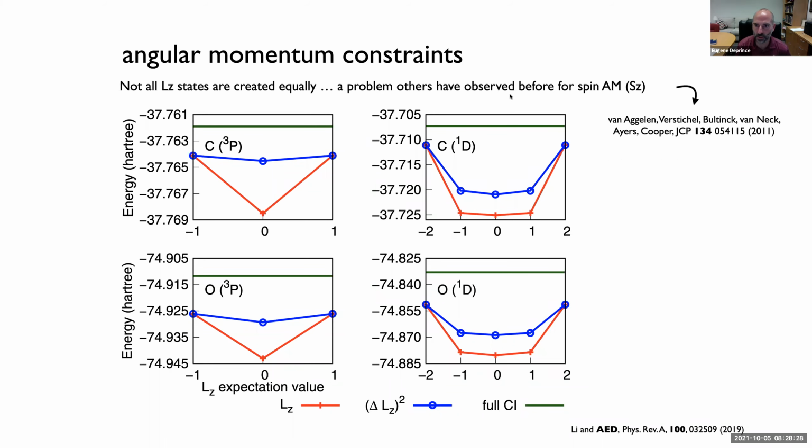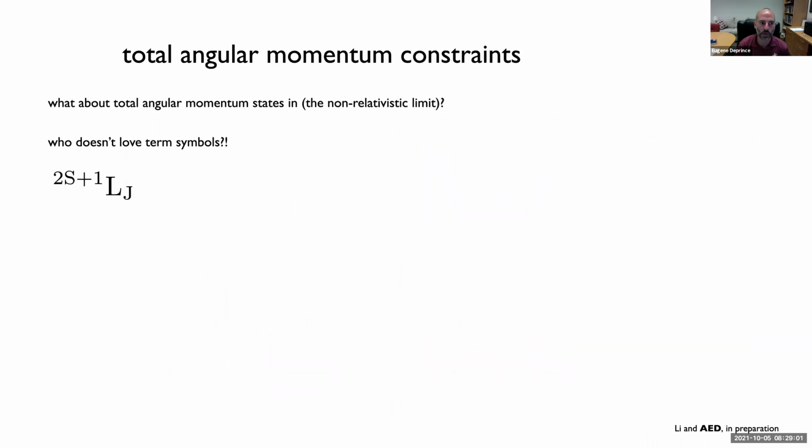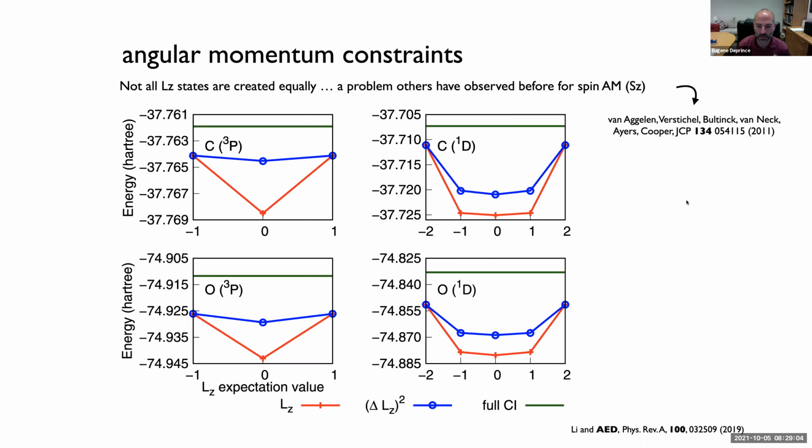This is actually a problem that others have observed before in the case of spin angular momentum, S_z. There's this great paper that explores basically this problem, but just for spin angular momentum. And they come to some similar conclusions that the maximal spin projection states are always the ones that are the best constrained, and it's the non-maximal ones that are problematic. Okay, so at the end of the day, in limited classes of systems, we can calculate excited states using these angular momentum projection constraints. But there are problems.